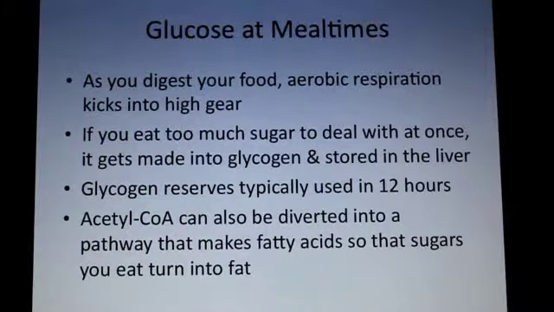Now, if you eat so much sugar that you've used up all that you need and your glycogen reserves are full, then acetyl-CoA can actually be diverted from respiration to the pathway that makes fatty acids. So the acetyl-CoA gets made into fatty acids, and the sugars you eat get turned into fat. This is why, even if you ate an entirely fat-free diet, you could still gain weight. I believe that's on your essay number 3.